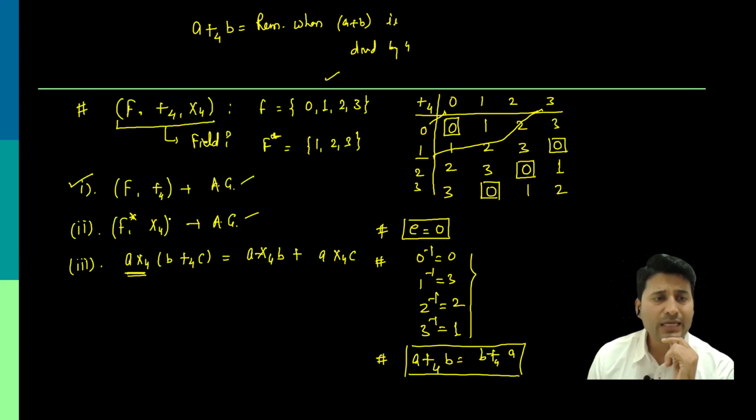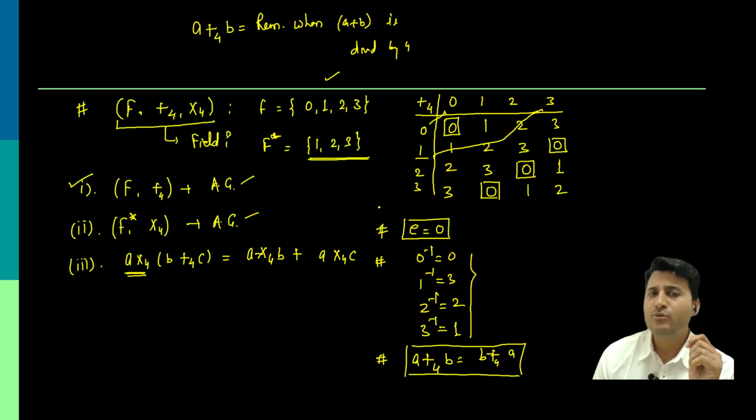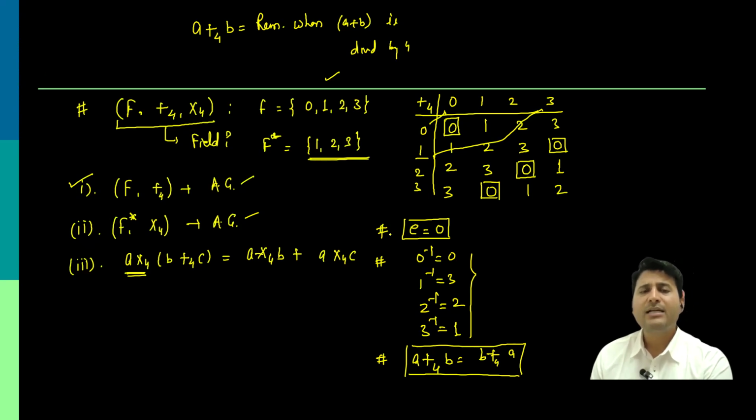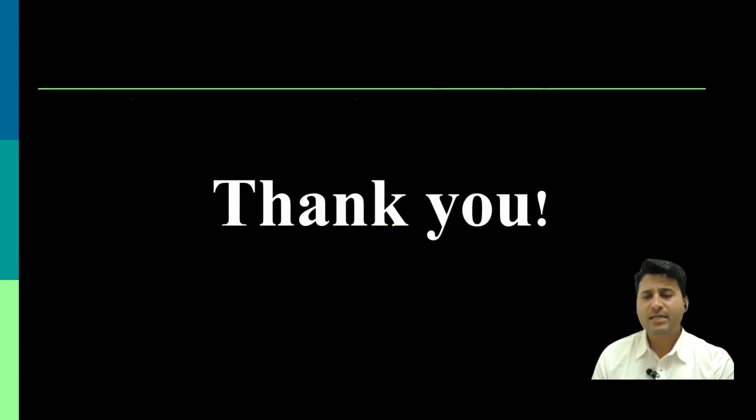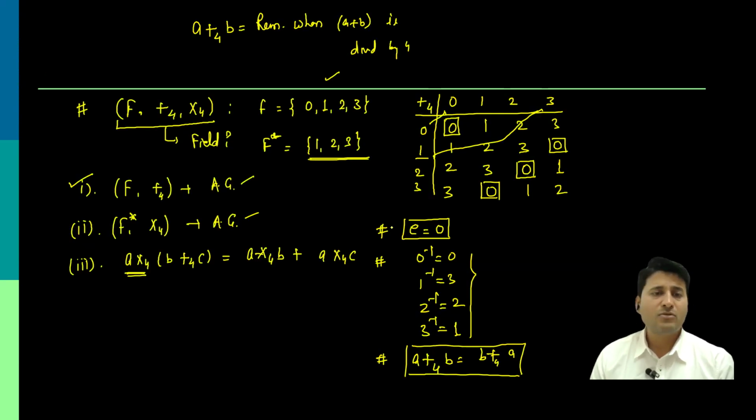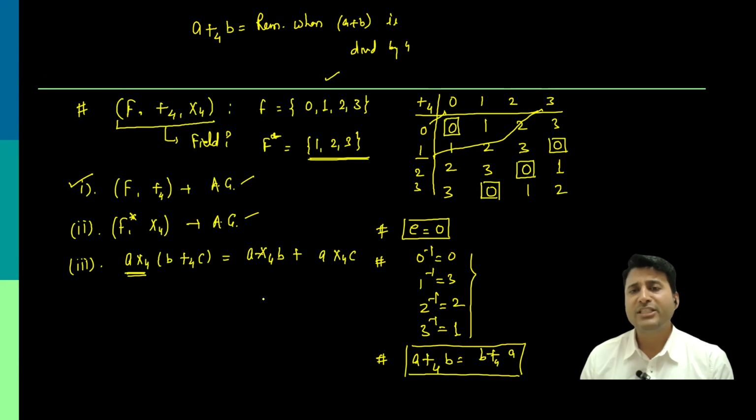Now talking about F star with cross 4, it is also an abelian group. So F star cross 4 is the operation. F star has the elements 1, 2, 3. So we are supposed to make a composition table for F star. We can make it in the same manner and check all the properties, and yes, it will also come out as an abelian group.